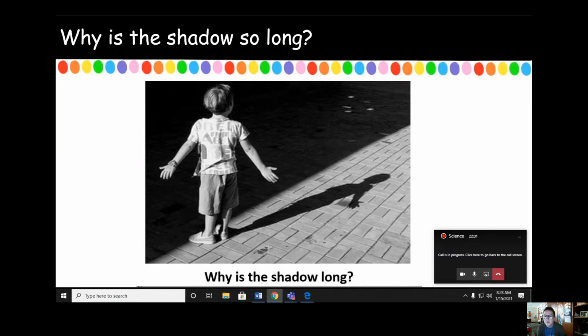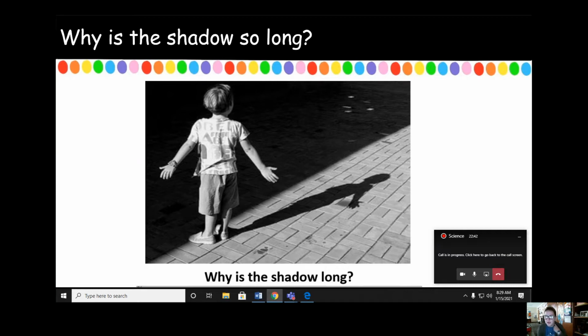So we've looked at what we initially see when we look at this picture. We notice that there's a little boy in this picture. We notice that the ground has half sun and half darkness. We notice that there's a shadow that's a little bit longer than the height of the actual little boy. We notice his arms are out, but we only really see one hand and arm in the shadow. There's a good handful of things that we can notice in the picture, but the big question that we really want to focus on is why is the shadow so long?